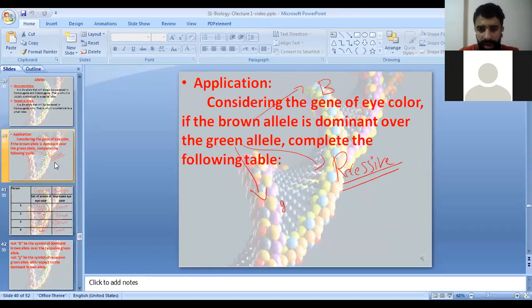Considering the gene of the eye color, if the brown allele is dominant over the green allele, the brown allele is dominant and is symbolized by capital B.